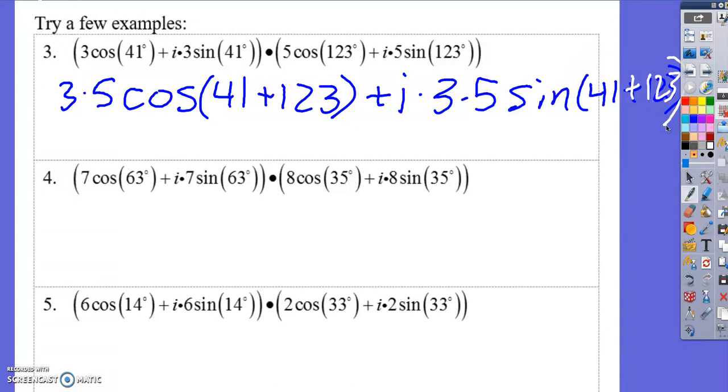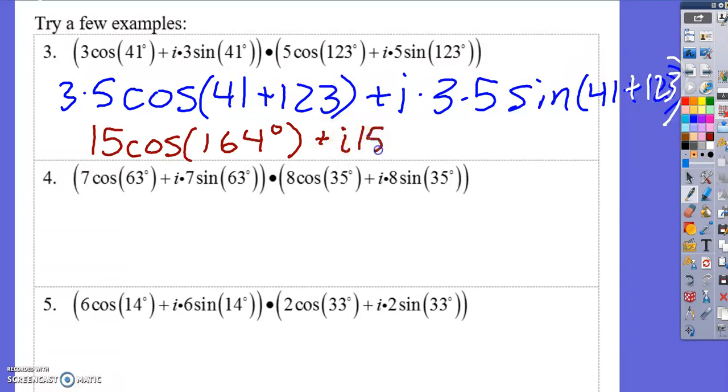So I'm just going to clean this up real fast. I get 15 cosine of 164 degrees plus I 15 sine of 164, and I'm finished. That's all there is to it. It's just multiplying and adding. And if you think about all the work we had to go through to get here, this is the best shortcut in the entire universe.